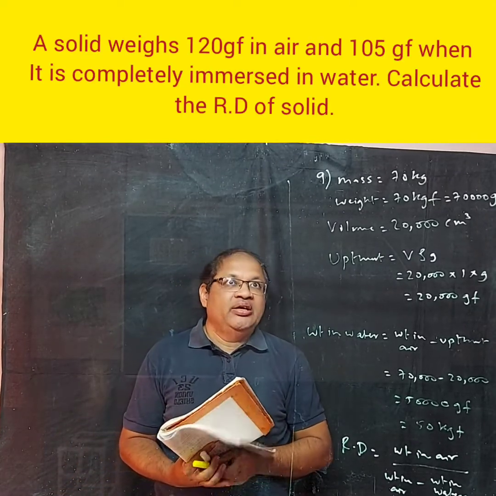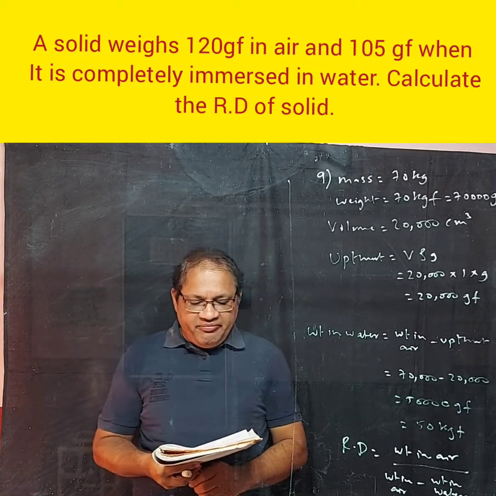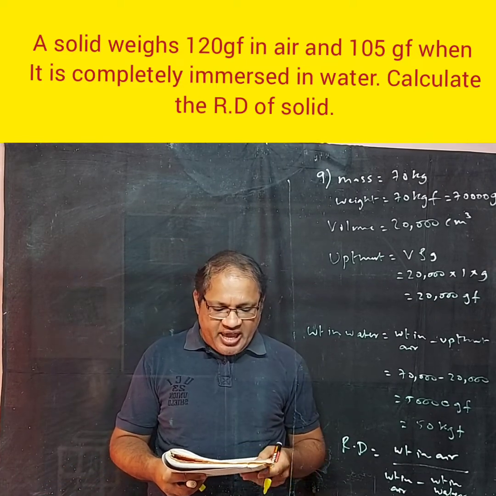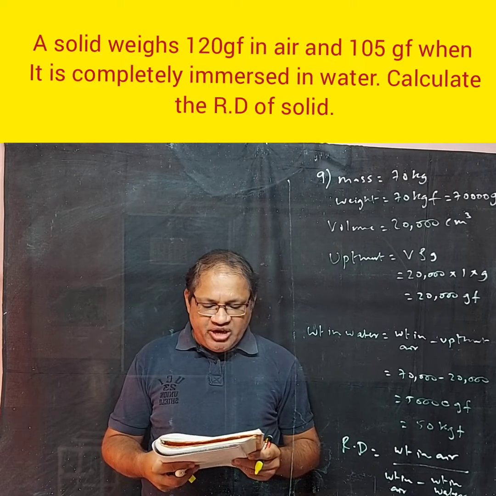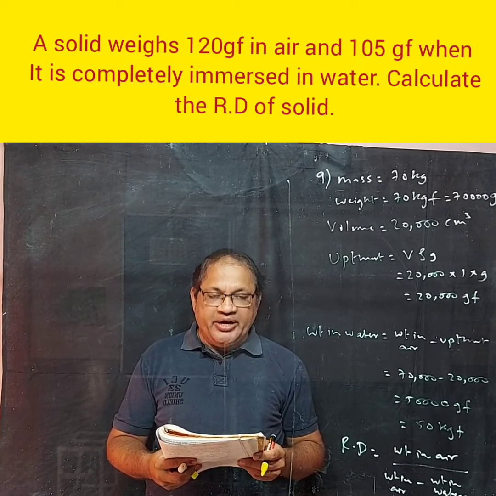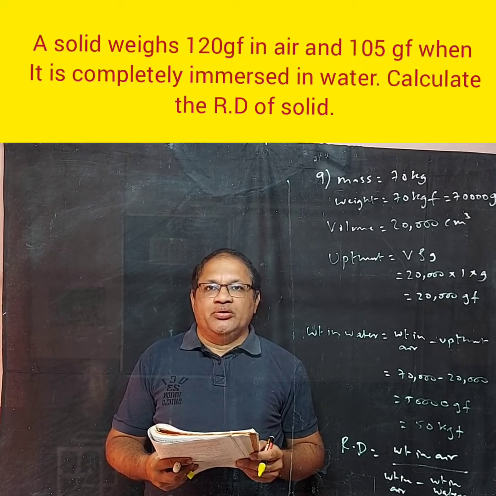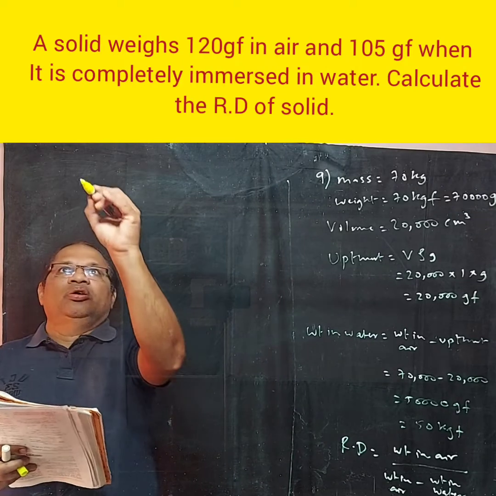Now we start with the 10th sum. The solid weighs 120 gf in air and 105 gf when it is completely immersed in water. Calculate the relative density of solid. So simple. Weight in air upon weight in air minus weight in water. So it's a direct question. Let's try it.